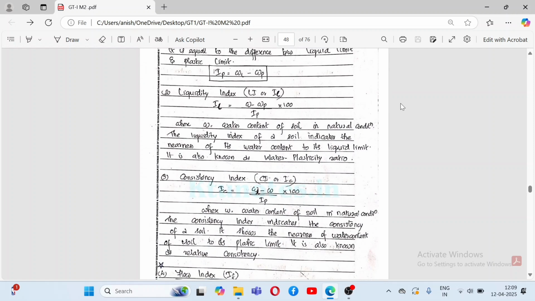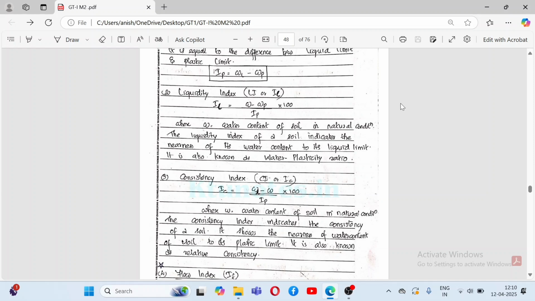IL is equal to W minus WP divided by IP into 100. So W is the water content of soil in natural condition. The liquidity index of a soil indicates the nearness of its water content to its liquid limit. Okay, it is also known as water plasticity ratio.